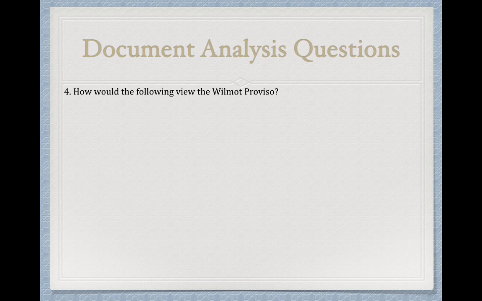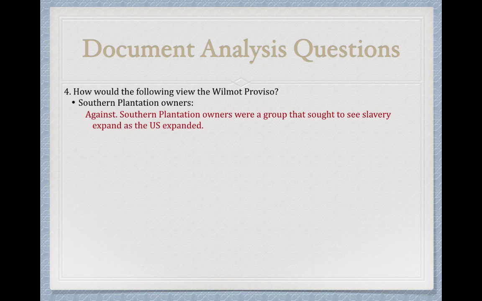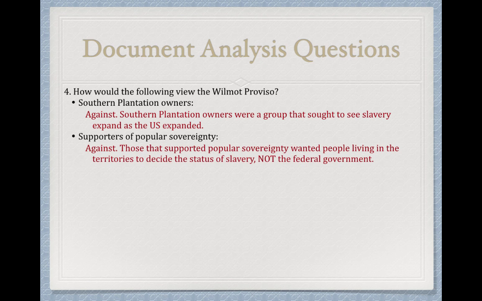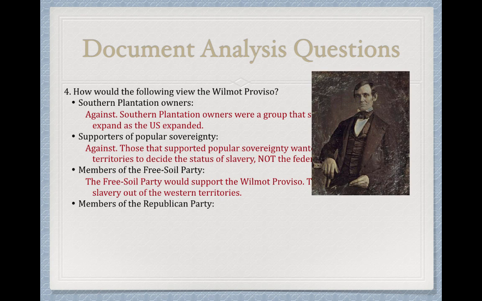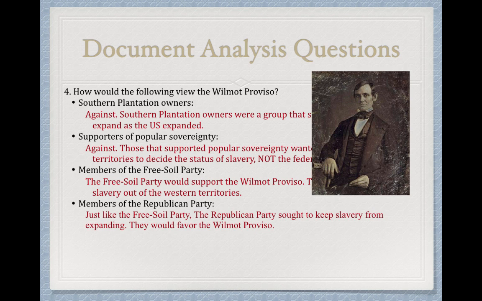Okay, so how would the following view the Wilmot Proviso? These could be some multiple choice questions if you see an excerpt on the Wilmot Proviso. Southern plantation owners, you know it, they'll hate it, they'll be against it because they want to see slavery expand as the U.S. expanded. Somebody who's in favor of popular sovereignty? Popular sovereignty is the belief that individuals should vote on the status of a territory becoming free or slave. Those individuals that live there would be against this because it sought to ban slavery. This would take the power away from individuals to have a voice. Members of the Free Soil Party, you know this, absolutely, they would support it because they wanted to keep slavery out of the Western territories, as did members of the Republican Party, people like Abe Lincoln.